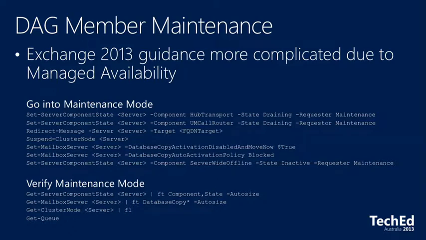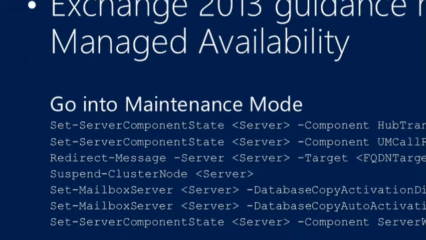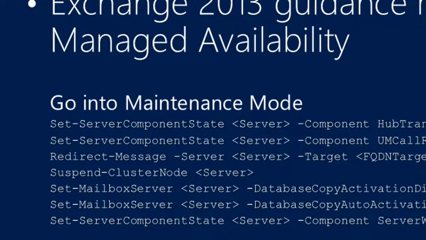So I'll just walk you through the process. Of course, it is documented on TechNet, but I wanted to point out a couple things because I'm sure some of these cmdlets are going to be brand new to those of you, even if you're already using Exchange 2013. So the primary cmdlets that you'll use to manipulate managed availability, one of them is called Set-ServerComponentState.